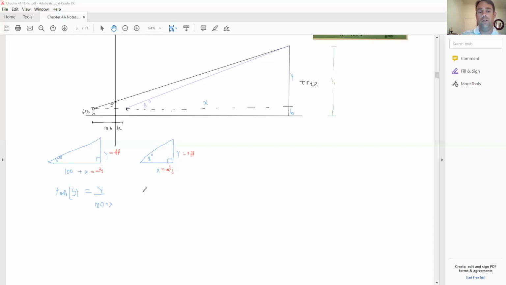On this one, I have tangent of 8 degrees is opposite over adjacent. I see they both have a single y, so if I were to cross multiply these here like that, I could get y by itself. So y is (100 plus x) times tangent of 5 degrees. y equals x times tangent of 8 degrees.